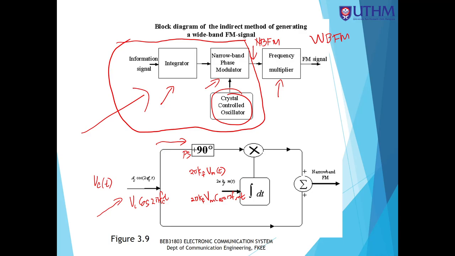So here, the carrier becomes a sine function. That means here is Vc sin 2 pi fc t.